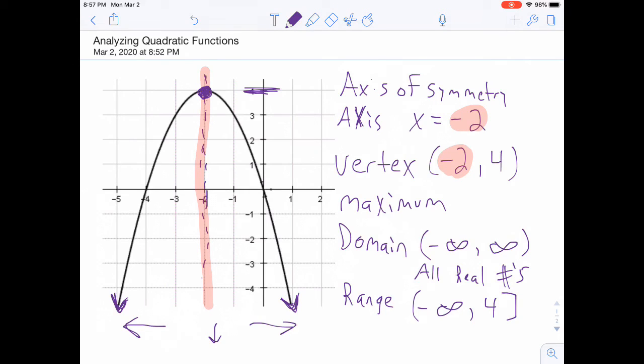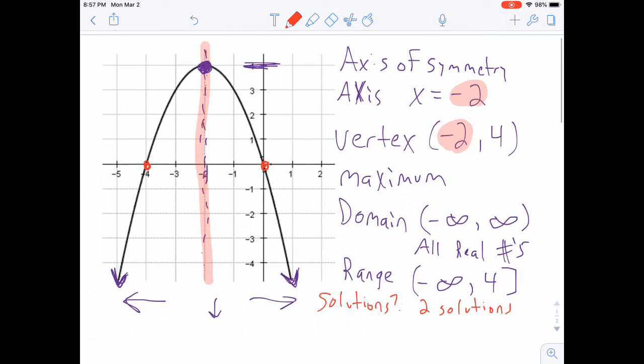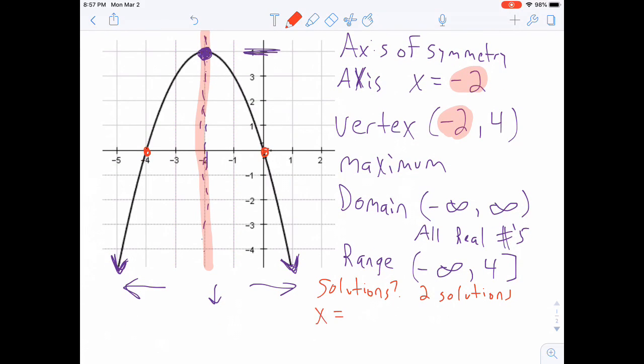And the last thing is number of solutions and what are they. So I'm just going to change this to red here. How many times, so solutions, how many times does it cross the x-axis? It crosses right here and right here, which means there would be 2 solutions. And I'm going to go ahead and write what those are. So x equals -4 and x equals 0 would be the 2 solutions there. Again, solutions could also be called x-intercepts, roots, or zeros.